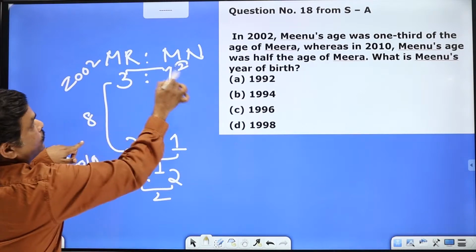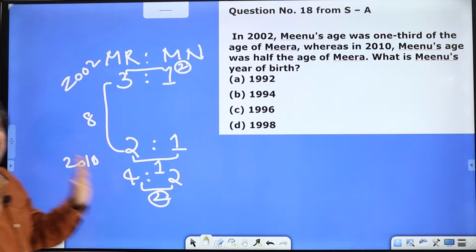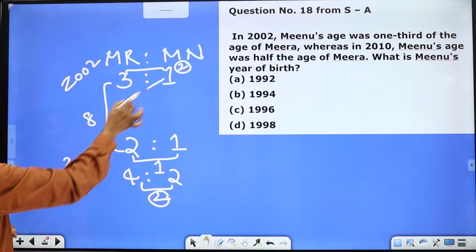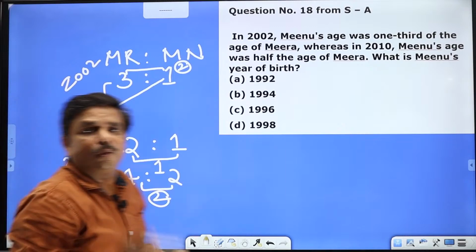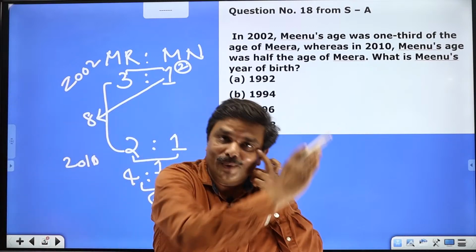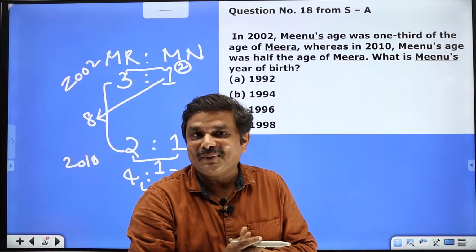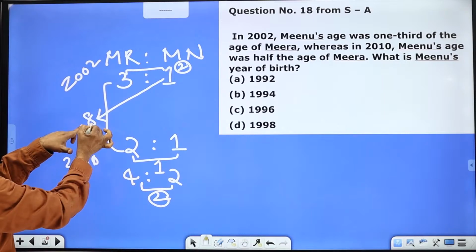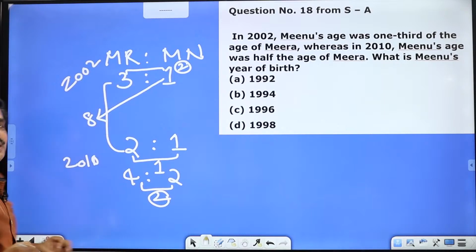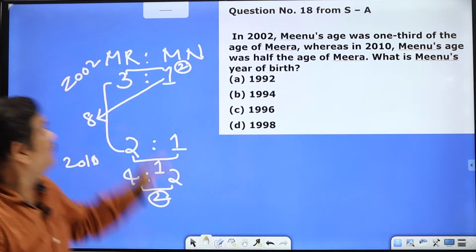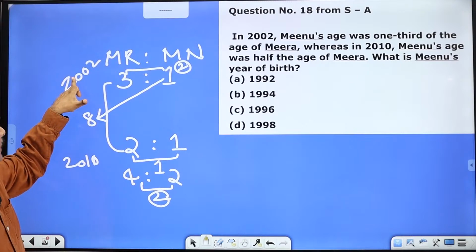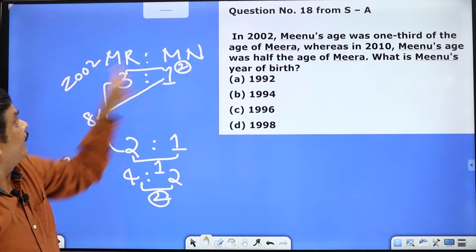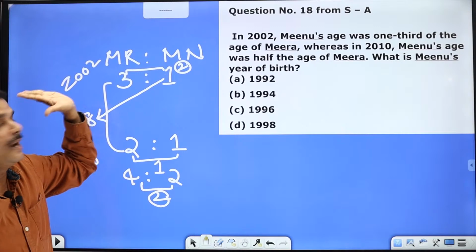Now here the difference is 2, and here also the difference is 2. Directly you can conclude that in this ratio of 3:1, one part is equal to 8. Even if you do it with algebra, you will get x equal to 8 only. Three parts is 8 into 3, that is 24. If they ask the age of Meera in 2002, that is 8 into 3, 24. The age of Meenu in 2002 is 8 into 1, that is 8 years.